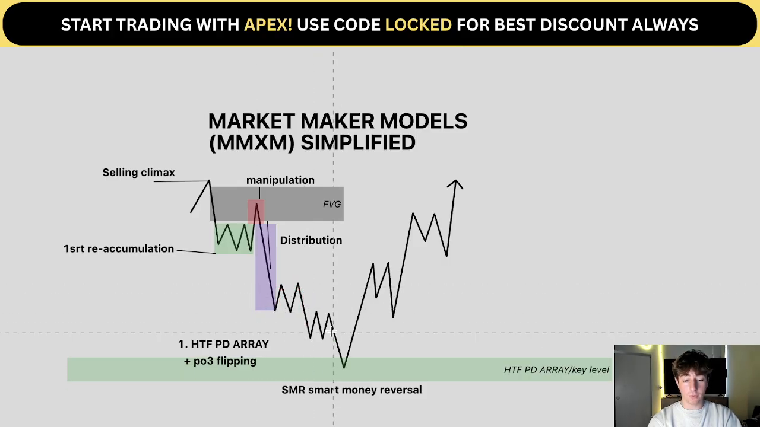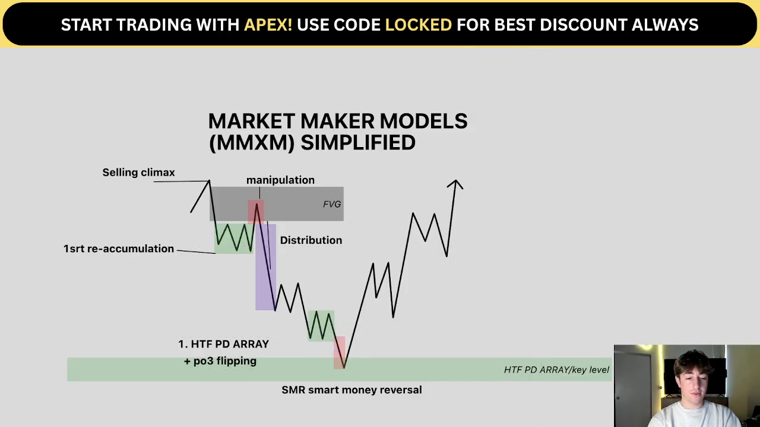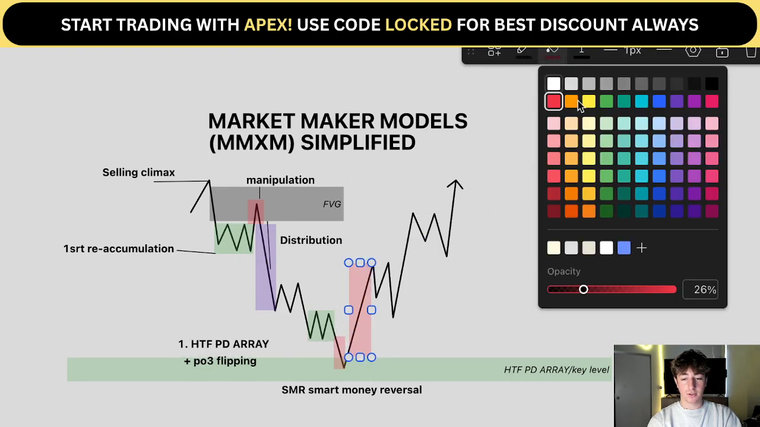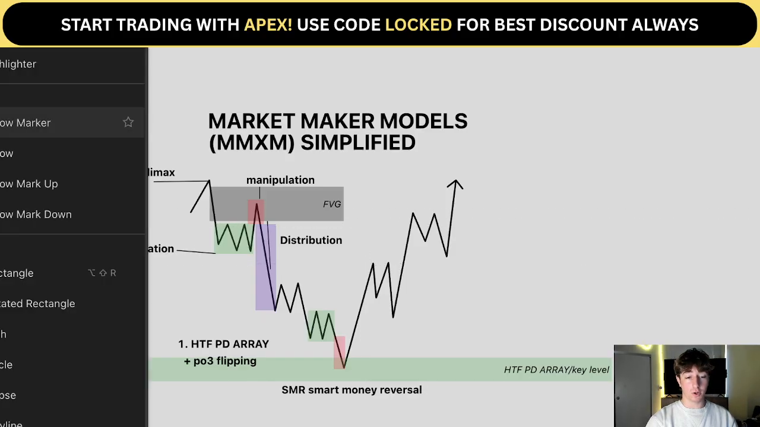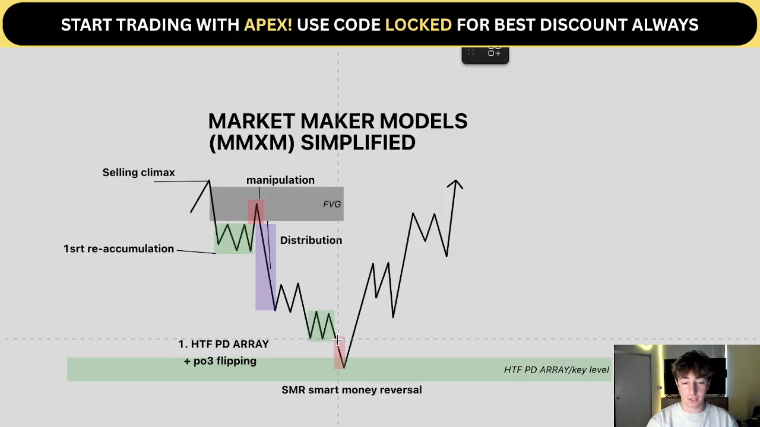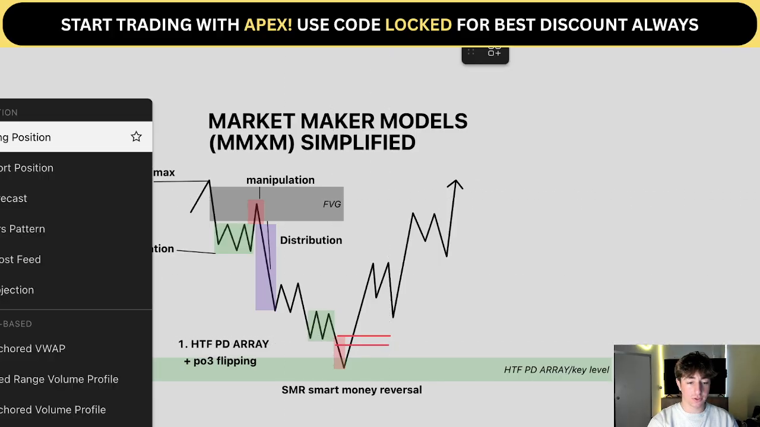What we're really looking for is to have an accumulation right here, a downwards manipulation into said high time frame PD array, and then an upwards distribution. This upward distribution is what tells us we are actually flipping from bearish to bullish. Now, when you get really good at spotting market maker models and you combine this with a ton of other confluences, sometimes you can get your smart money reversal entry within here.